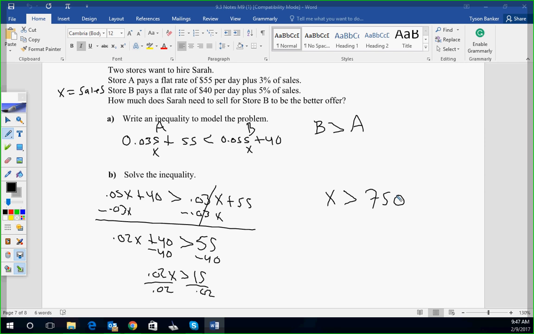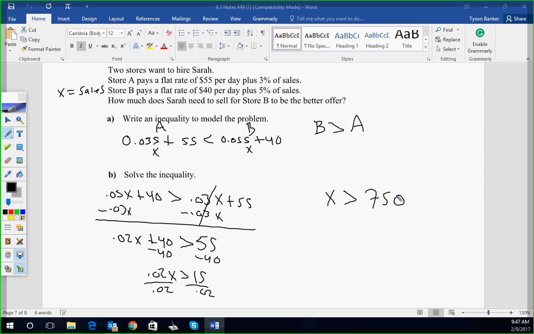So just let's be clear here. If I sold 200, which is a better deal? A, right? So A starts out as the better deal, correct? Because you get more money up front. Let's think about this long term. A is a better deal right away because you get the $55 instead of $40. So you're already $15 ahead, right? So we're trying to figure out when it's a better idea to work for store B. That's essentially what we're doing.